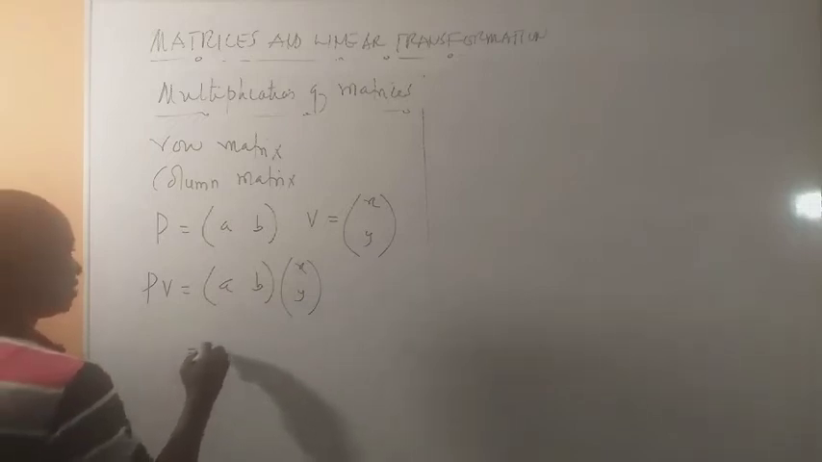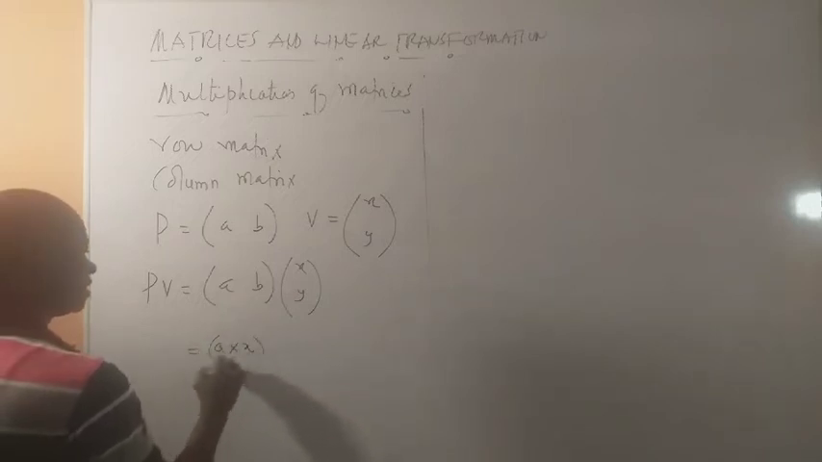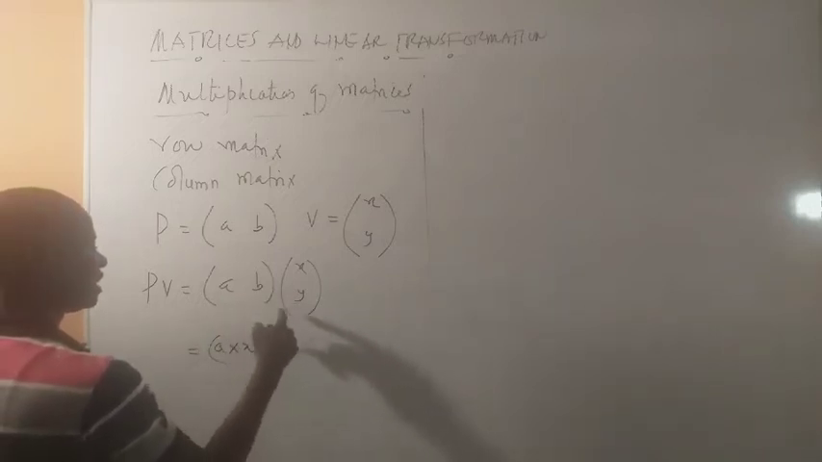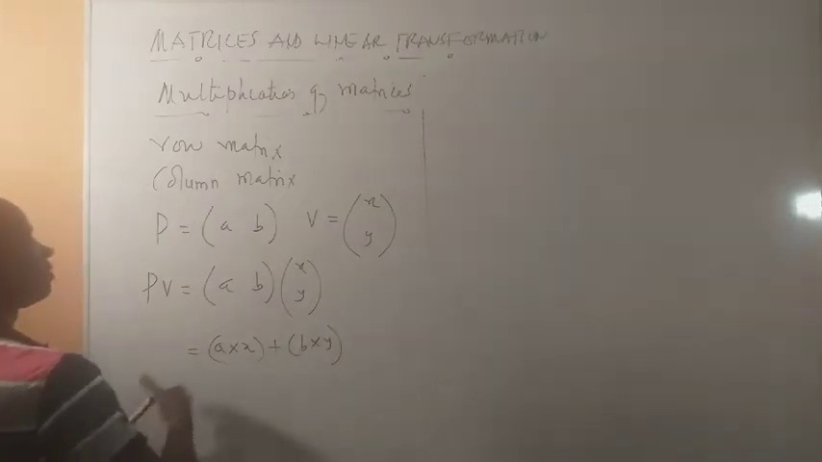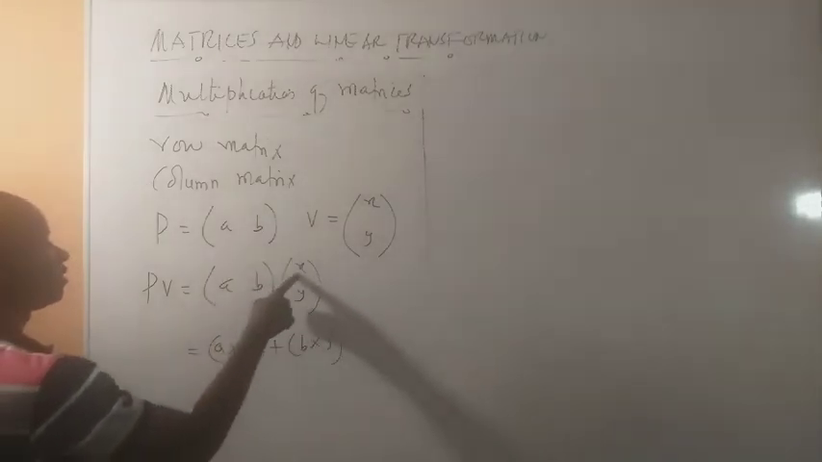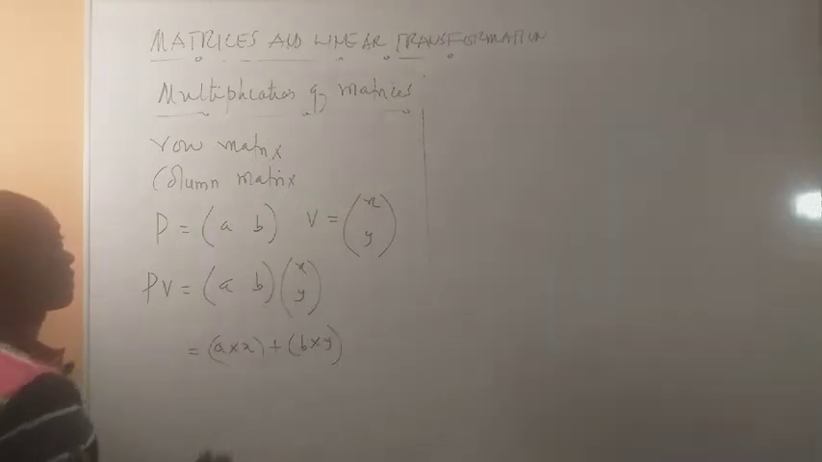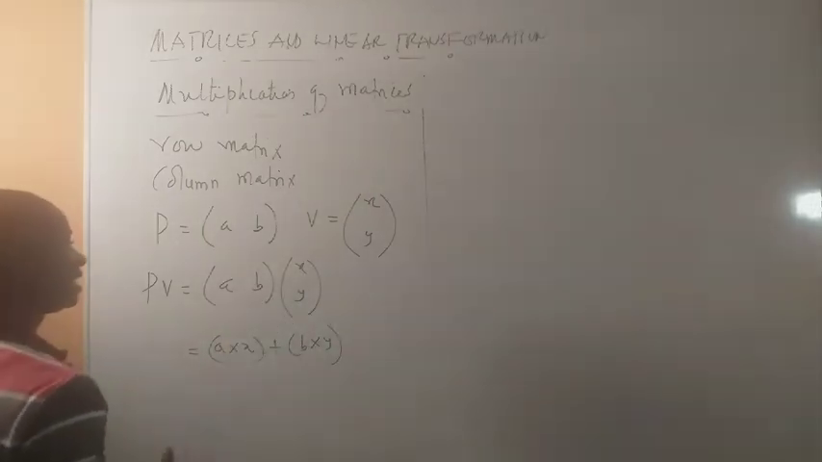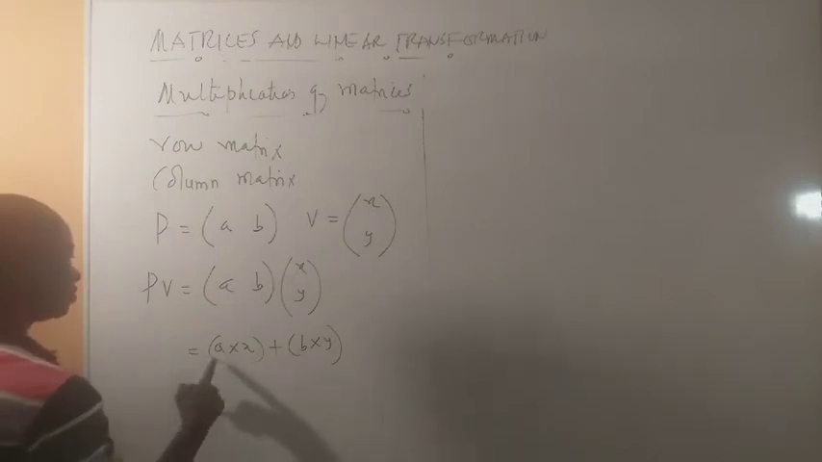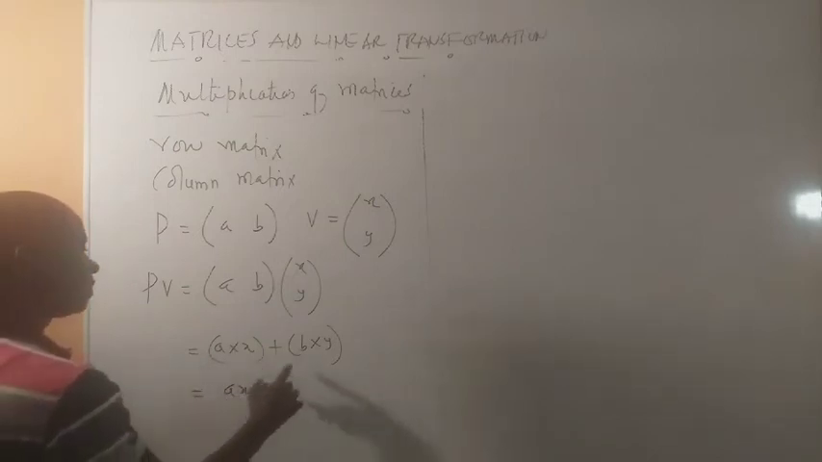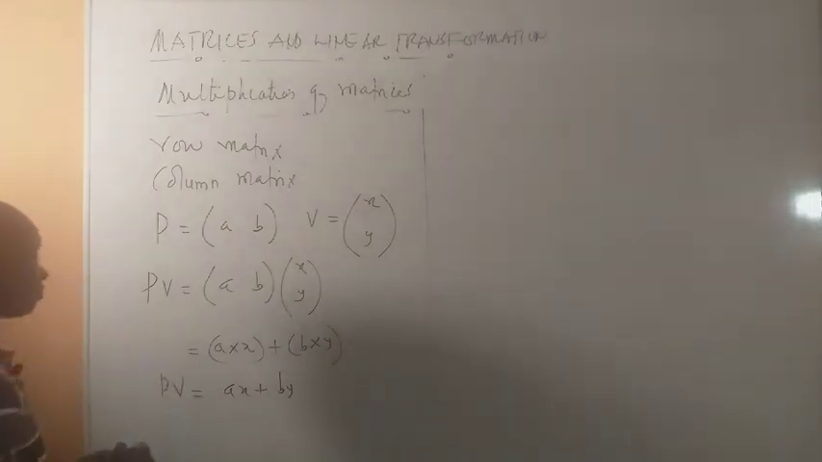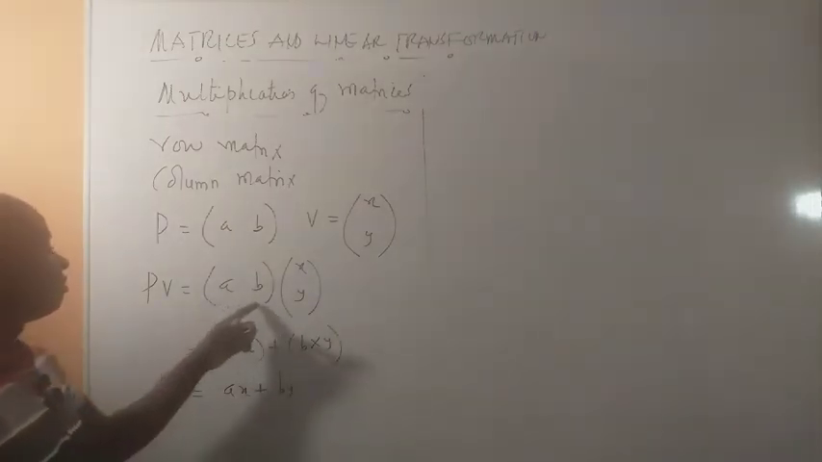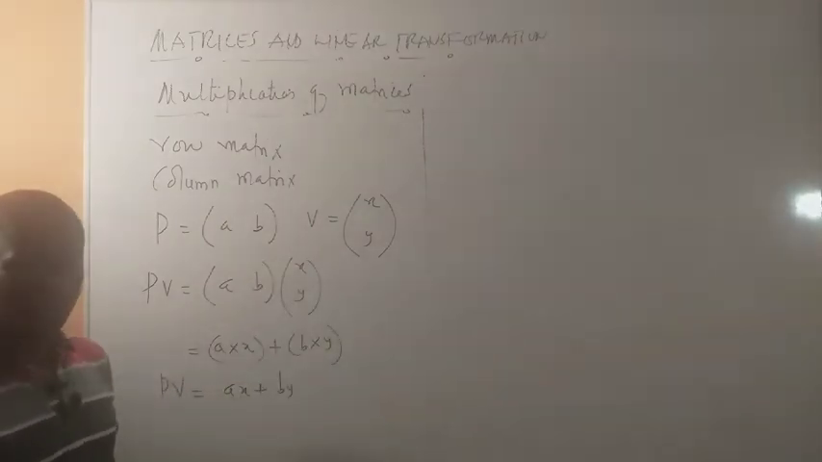We have A times X, then we have B times Y. So the row will multiply the column. The first element multiplies the first, plus the second element will multiply the other element of the column matrix. So this will be equal to A times X will give us AX, and B times Y will give us BY. So when we multiply a row matrix by a column matrix, the answer will be a scalar. This is what I mean by that.